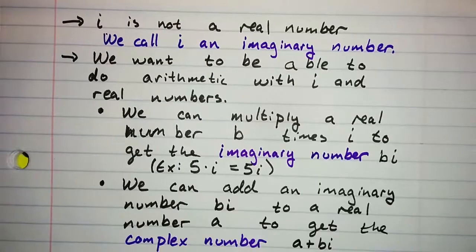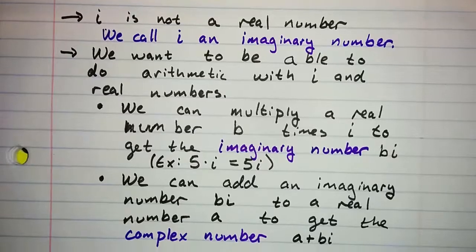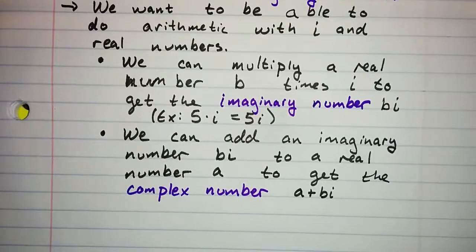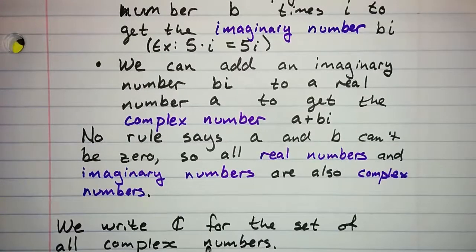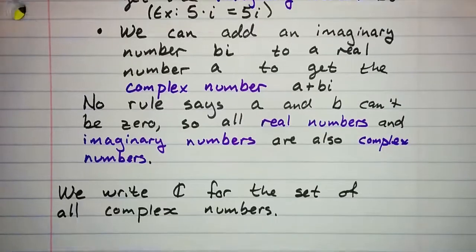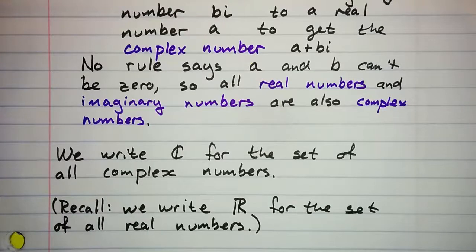And we can add an imaginary number, b times i, to a real number, a, to get the complex number a plus bi. Notice, no rule says that a and b can't be 0. So all real numbers and all imaginary numbers are also complex numbers. For the set of all complex numbers, we write this blackboard capital C. Recall, we write a blackboard capital R for the set of all real numbers.